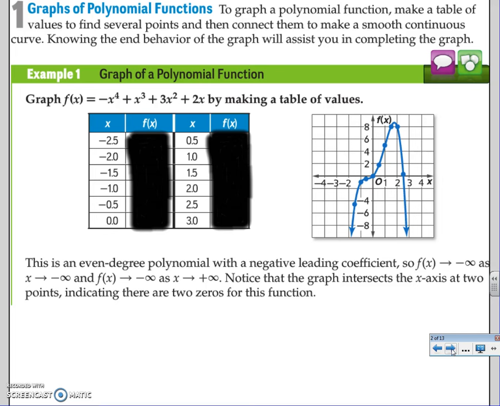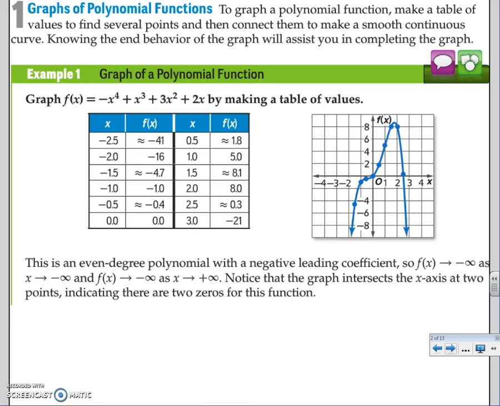So, for example 1, they plugged in negative 2.5 for x, and they got y was negative 41. They plugged in negative 2 for x, and got y was negative 16. Negative 1.5 for x, you get that. Do it for all the points, and you get a bunch more. So they put a graph on the right side, and that's all we need there.